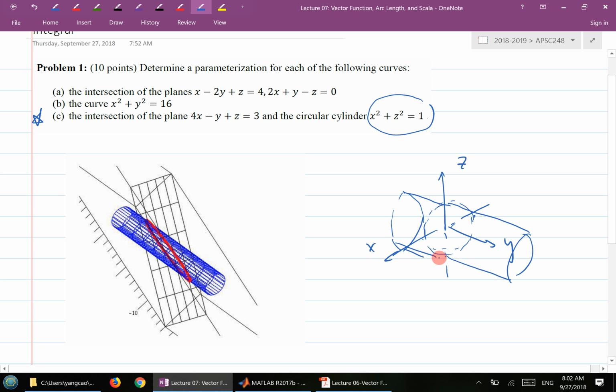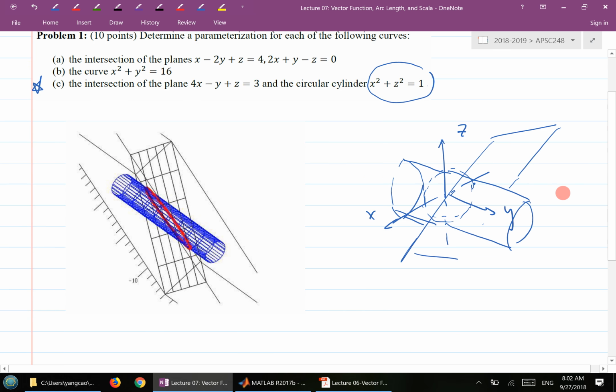Now you have a plane, and the plane goes through the cylinder and cuts through it. The intersection gives you an ellipse, and the question asks for the parametric equation of this elliptical curve. How do we deal with this kind of question? It's very similar to the idea in part A.